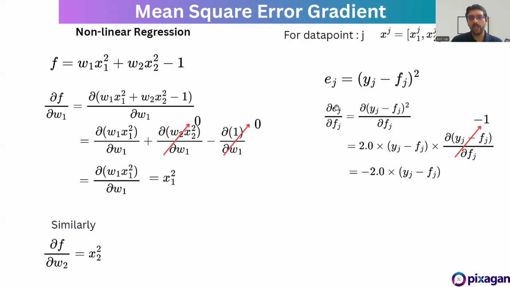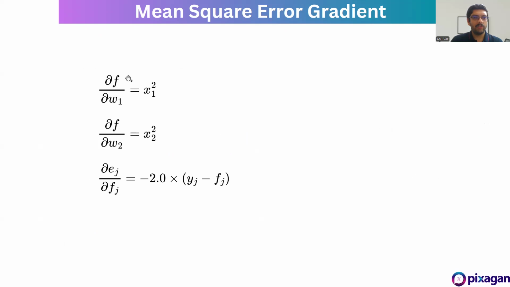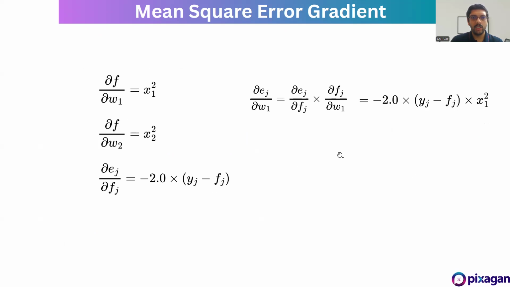Okay, so we've got these two. Let's use the chain rule. We'll get the derivative of the error term at the j data point with respect to W1. Take this term, minus 2 times yj minus fj, where yj is the label or the actual value, and fj is the predicted value at the j data point. Multiply that by x1 square, where x1 again is at the jth data point. Remember that everything is j with respect to j. I've just not added the j here because the notation is too messy.